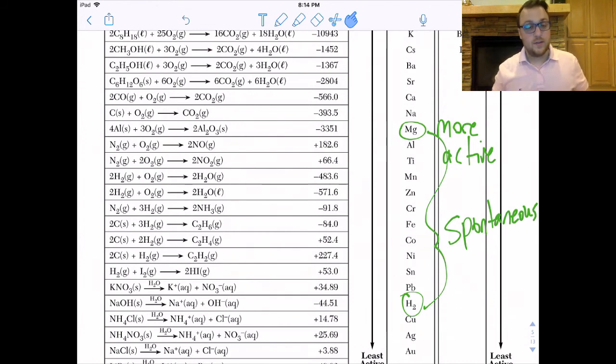So that's Table J. The higher you are in Table J relative to the other atom, the more likely they will react spontaneously, because the higher atom is more chemically active than the lower atom.